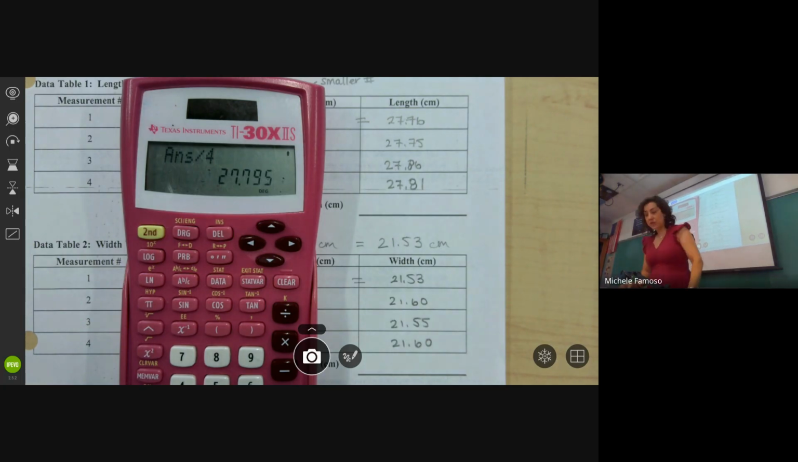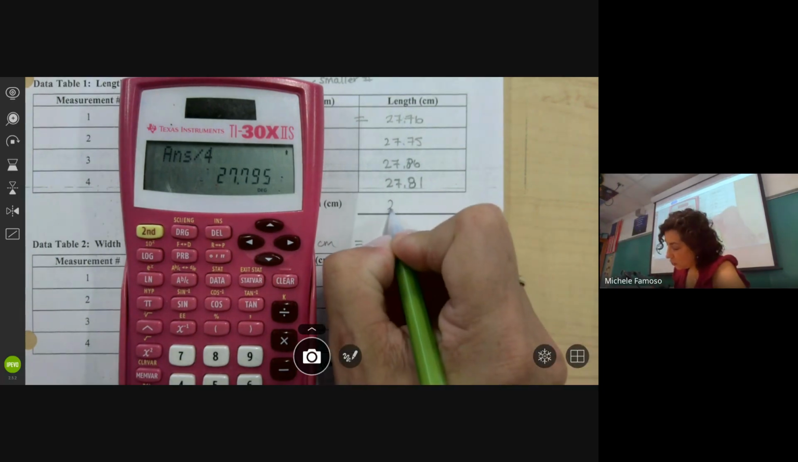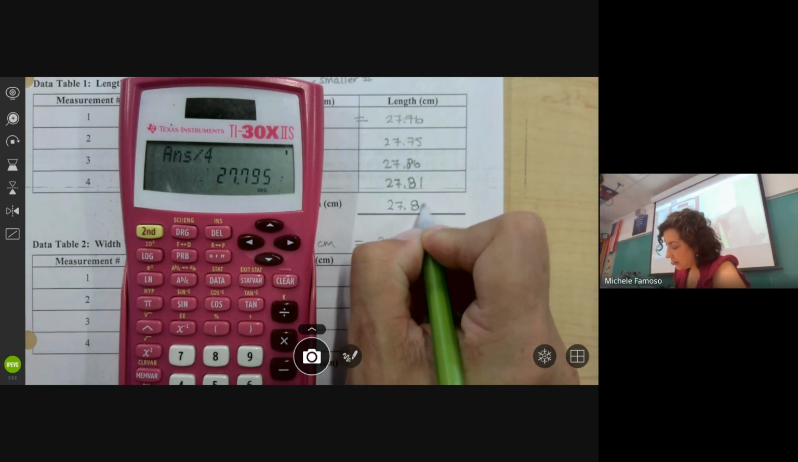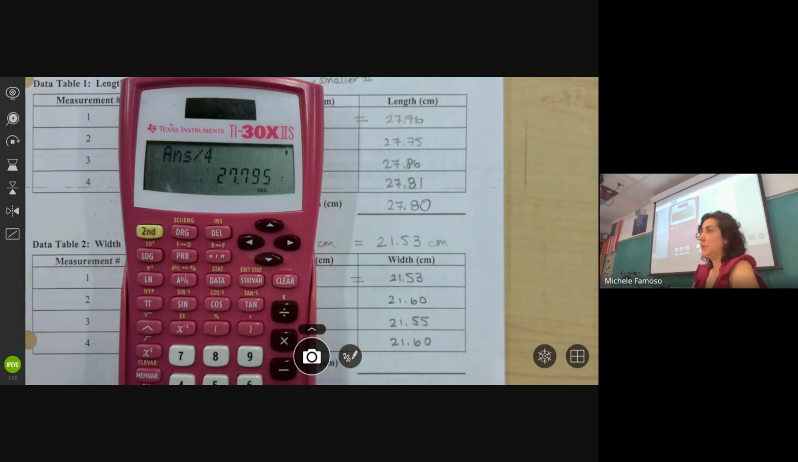So my answer for my average is 27.80. You have to figure out what your group's is. Okay? Do yours, check with your team. Make sure everybody on the team agrees that that number you got is the right one. If yours gave you a perfect hundredths place, it's easy. But that's not always going to happen like you see here.